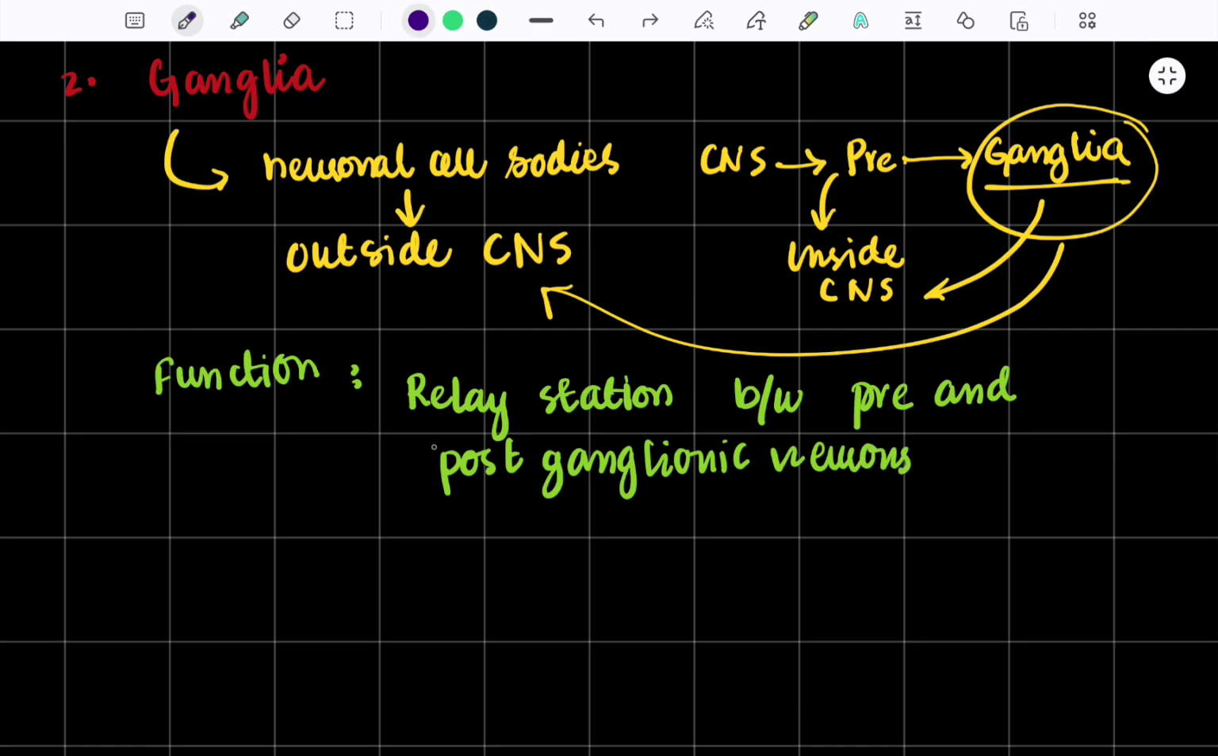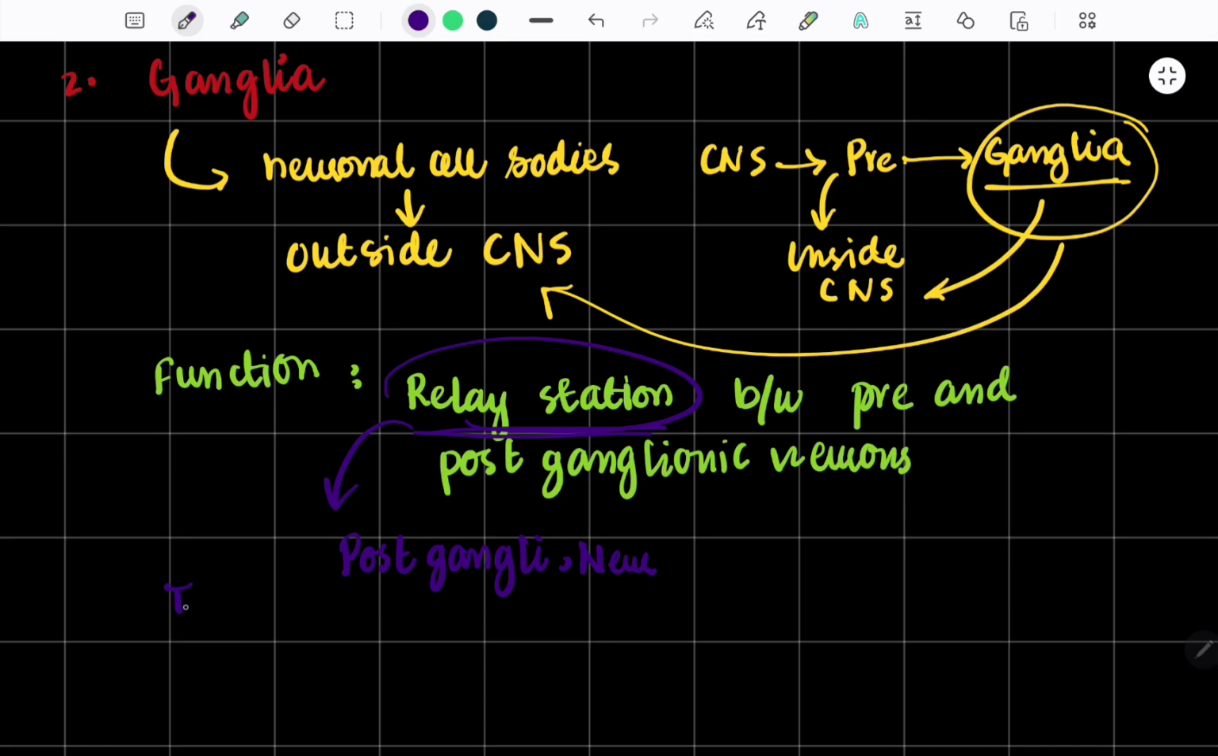Now most of the students get confused about what a relay station is. So let me make it clear to you that a relay station is a place where a signal is either received or processed and then passed to the next neuron, which means that this is a station where the impulse received from the preganglionic neuron is basically processed and then passed to the next neuron, that is the post-ganglionic neuron, right? So this is what you have to understand.